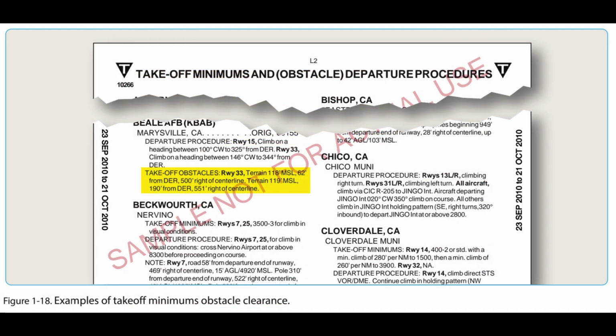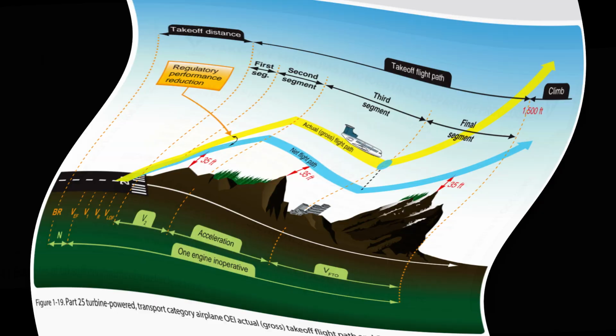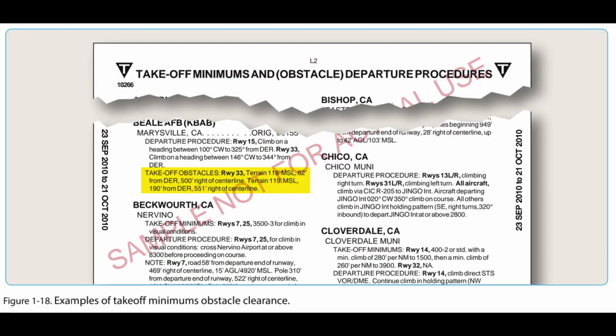Figure 1-18. Examples of takeoff minimums obstacle clearance. Figure 1-19. Part 25 turbine-powered, transport category airplane OEI actual, gross, takeoff flight path and OEI net takeoff flight path. End of page 1-19.